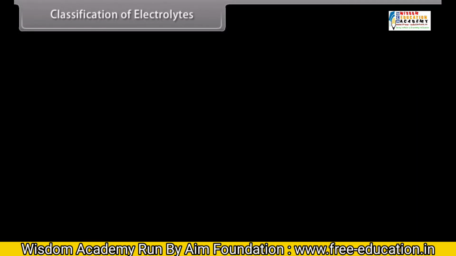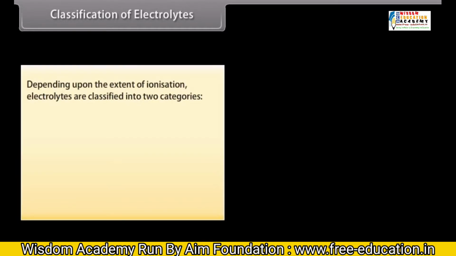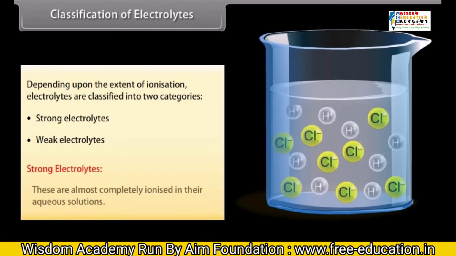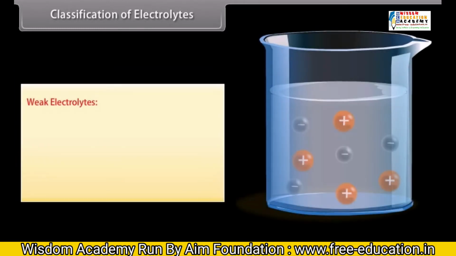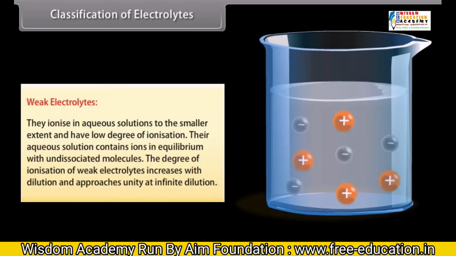Classification of electrolytes. Depending upon the extent of ionization, electrolytes are classified into two categories: strong electrolytes and weak electrolytes. Strong electrolytes are almost completely ionized in their aqueous solutions, for example, HCl, NaOH and KCl.